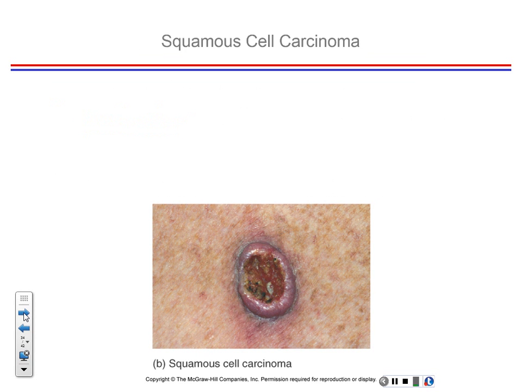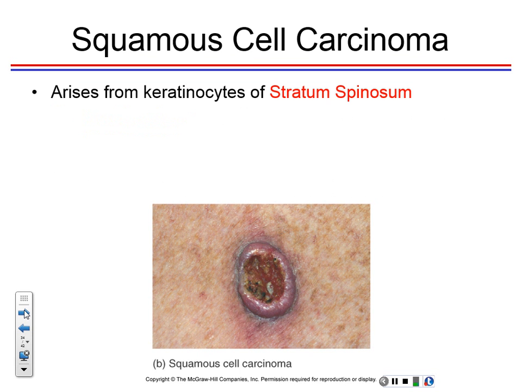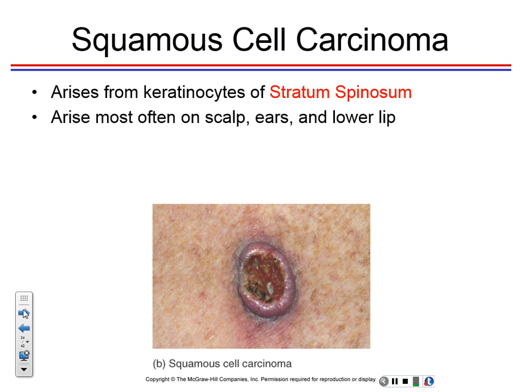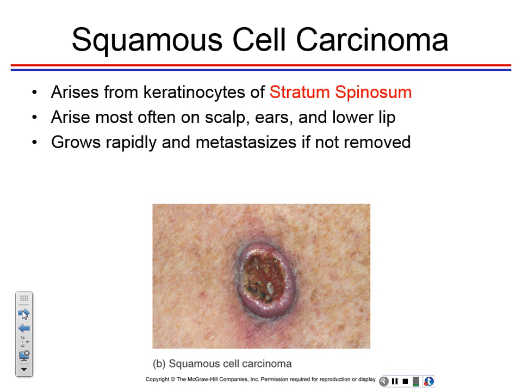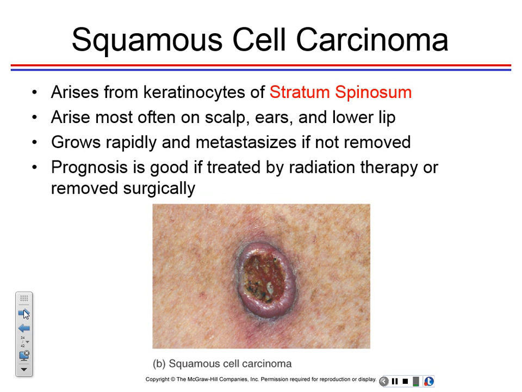Okay, and then we're getting a little bit more malignant. Squamous cell carcinoma arises from keratinocytes of the stratum spinosum, because they're beginning to become squamous shaped. It arises most from the scalp, hairs, and lower lip. It grows rapidly and metastasizes. If you don't remove it, it will affect other organs, because that's when cancer is dangerous, when it goes to other organs and they grow cancer. Oh my God, there are more.